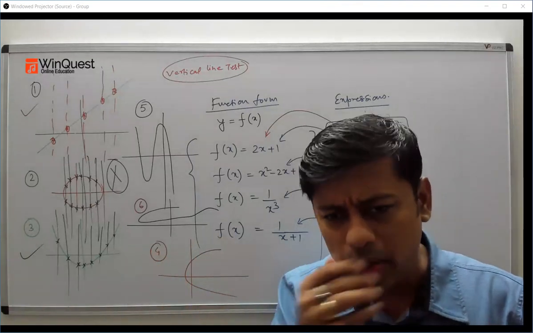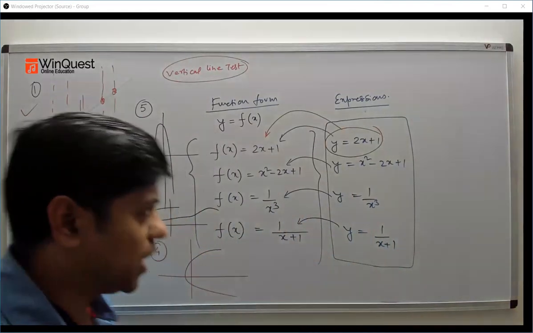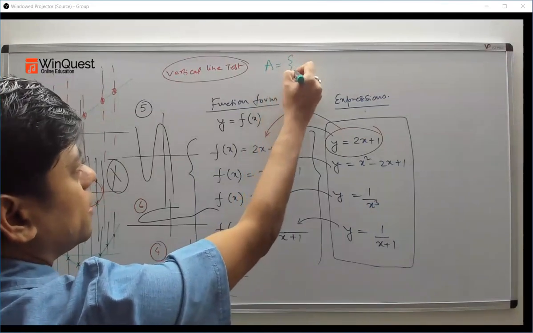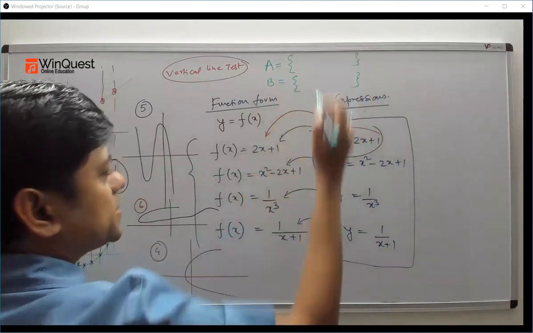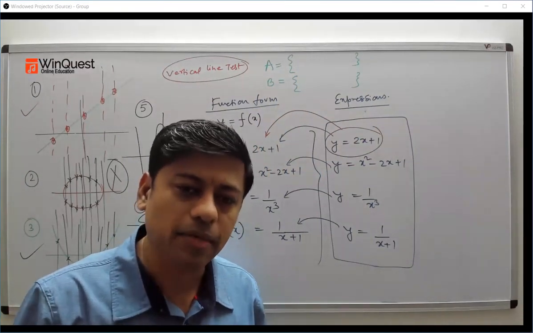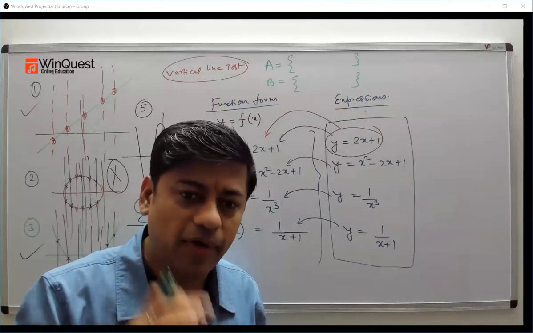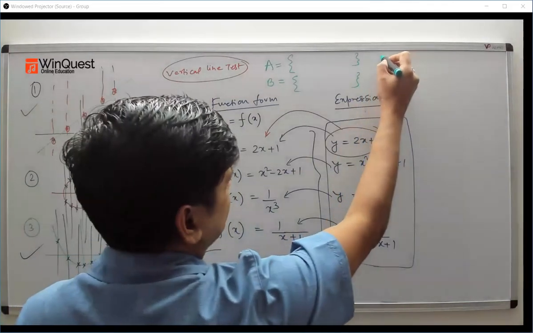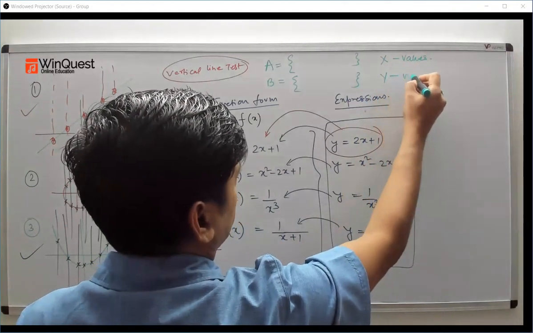Now I'll do one thing. I'll try to put that in numbers. Now, what are those numbers? I'll say that A has a set and B has a set. Now what is A? A is representing all sorts of, let's say, X values. A represents all X values, and this represents Y values.